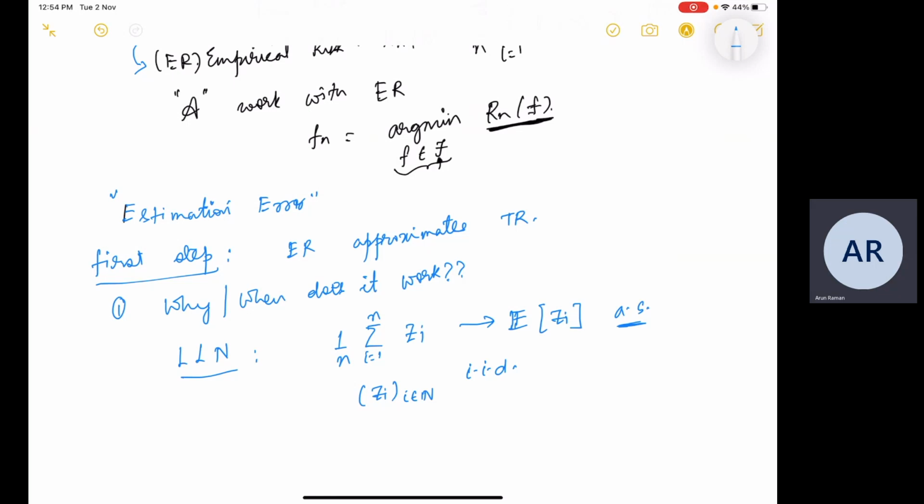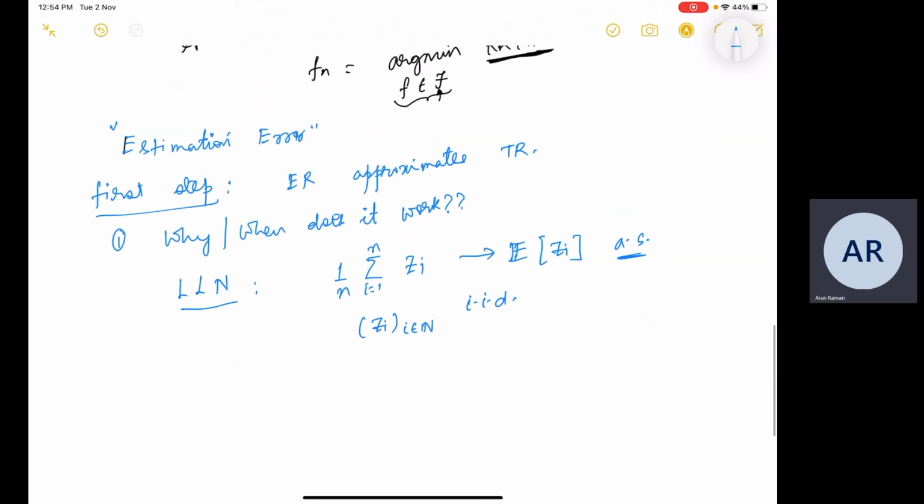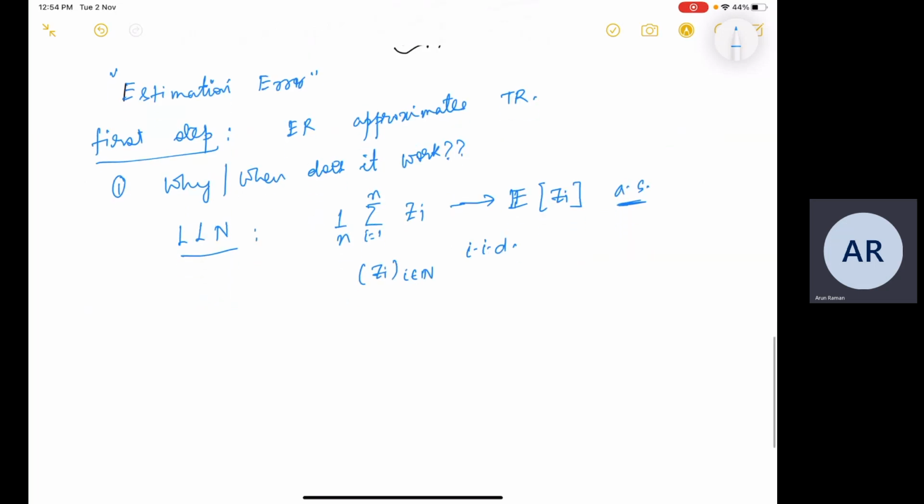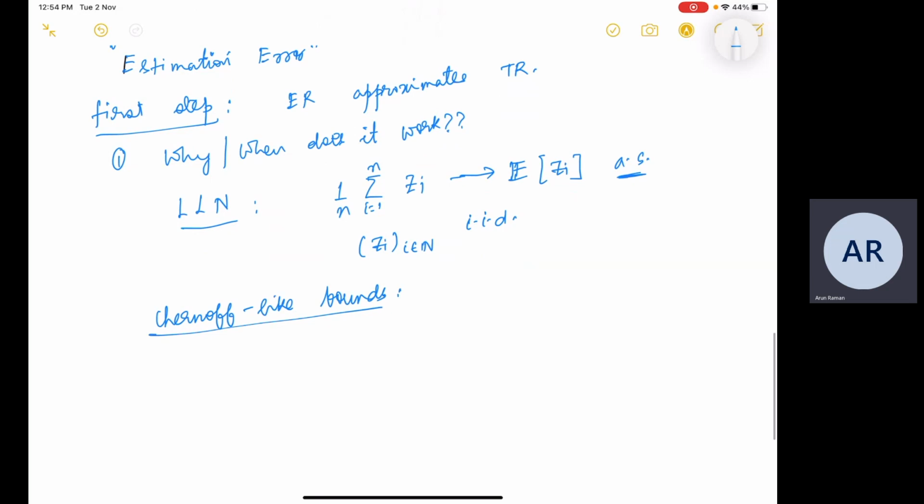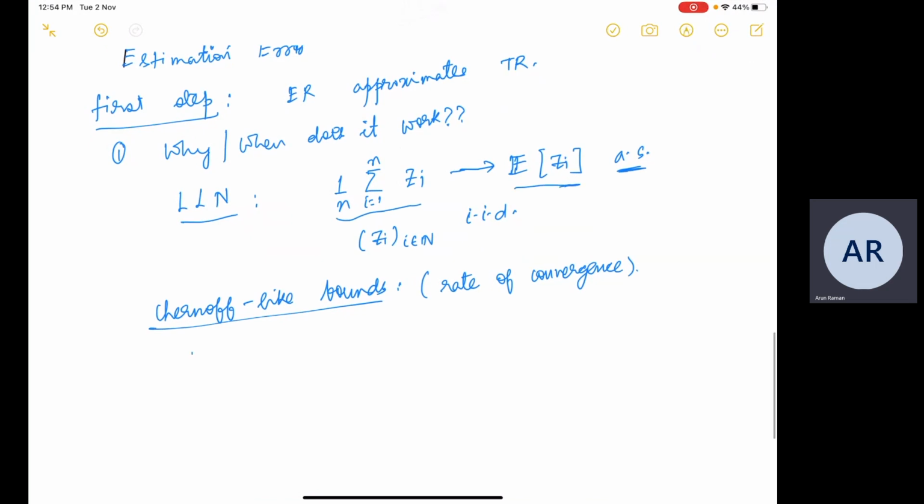So if you are not familiar with these terms, it is okay. Don't worry about these things. We can just loosely say that it converges to the true mean. And we also have another result which we have devoted extensive time to in our course, on Chernoff-like bounds, which basically tell us things about the rate of convergence. So here we know that the sample mean converges to the true mean. Now the Chernoff-like bounds tell us about the rate of convergence.